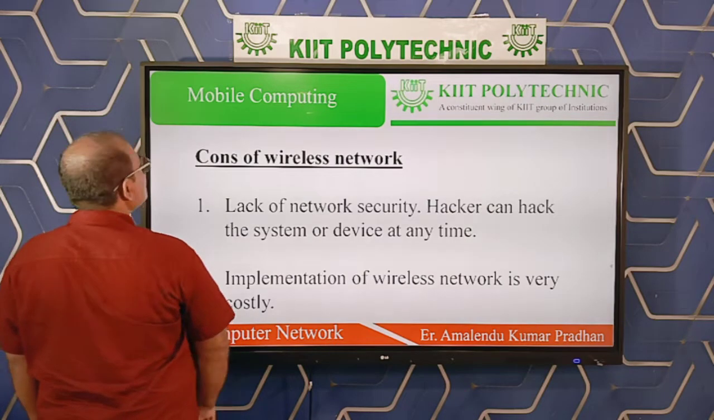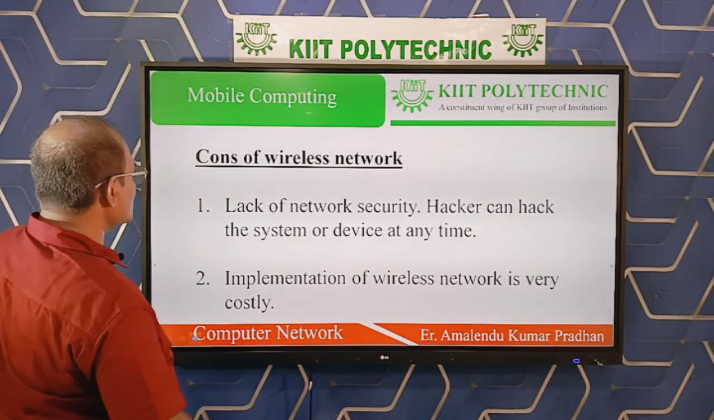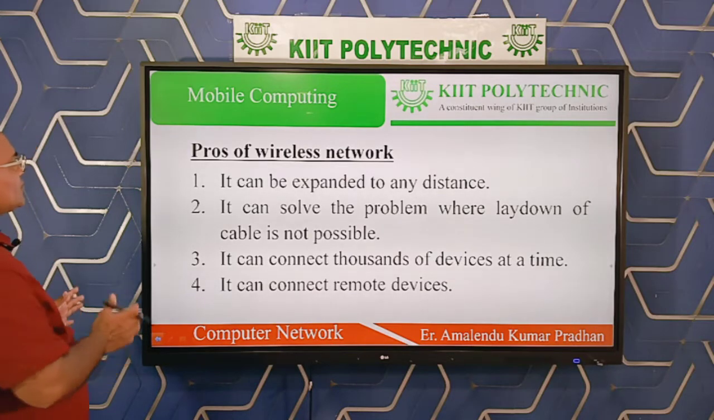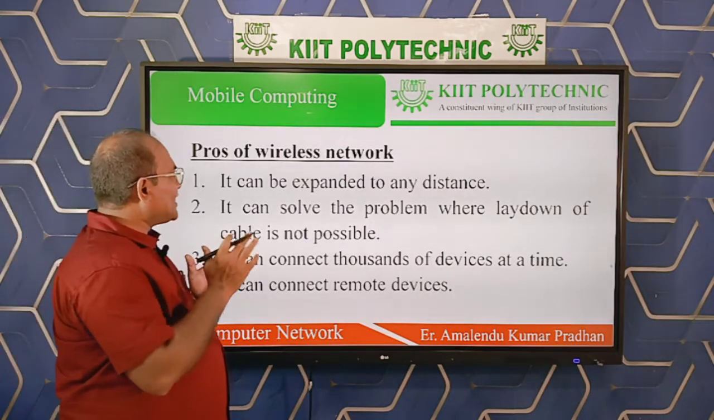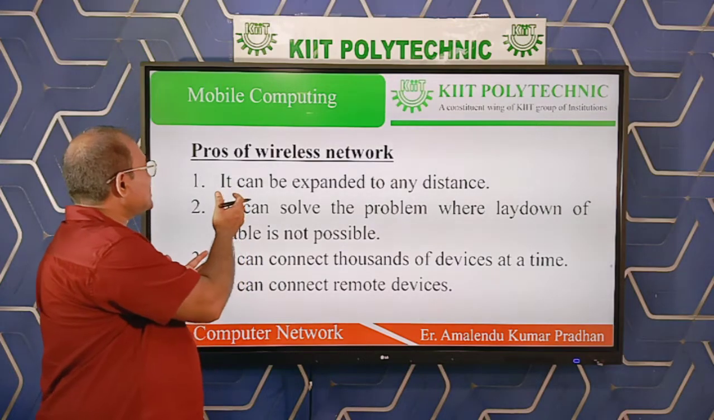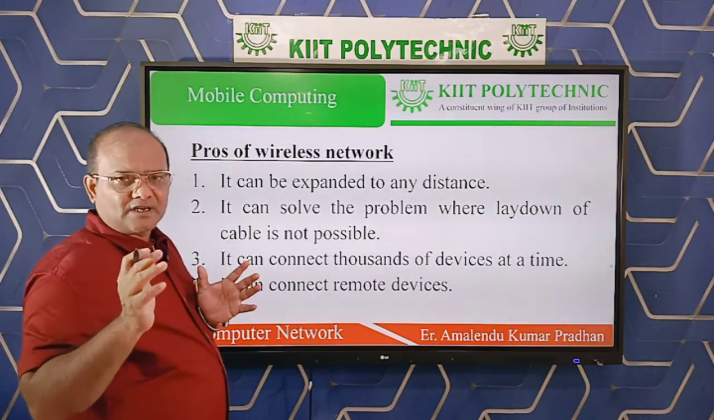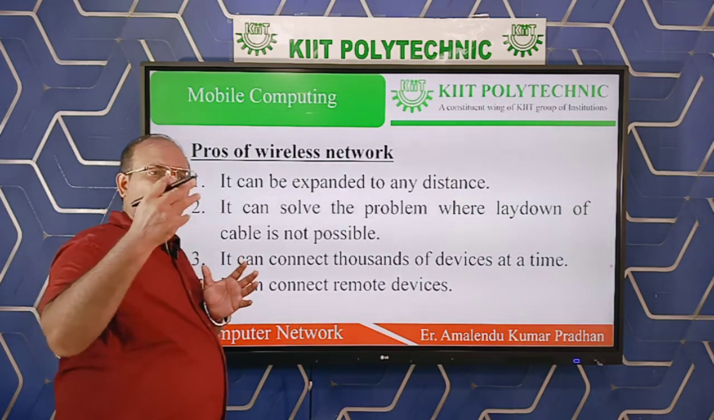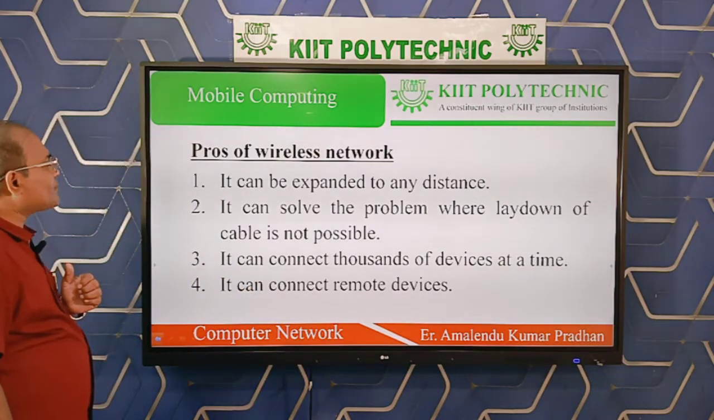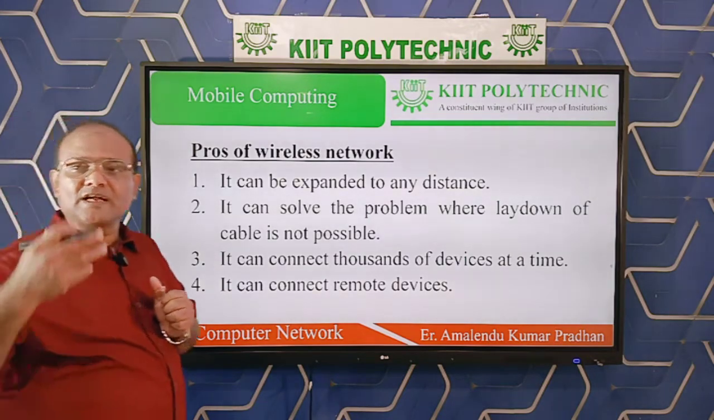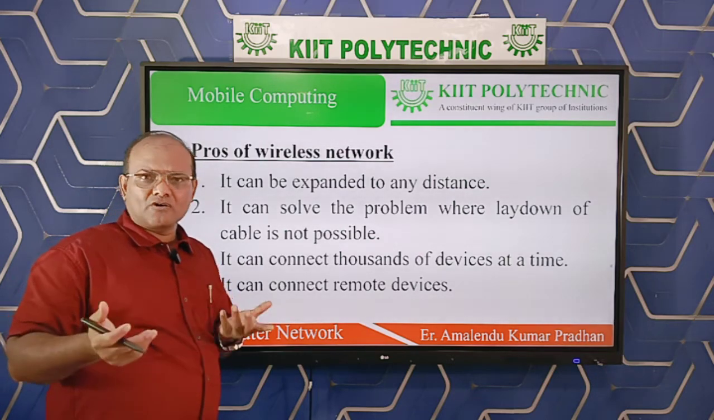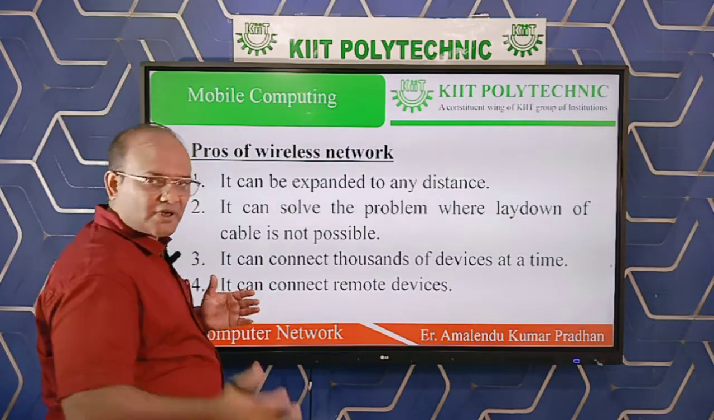So let us come to the next slide. Pros and cons of wireless. These are the various pros and cons of a wireless network. So what are the pros? It can be expanded to any distance. It can solve the problem where laying of cable is not possible. Expanded to any distance means you can expand unlimited. Outside the campus, however big the campus is, you can just add some access points, then you can expand your network. And where we cannot lay cable, you can put a wireless access point there, and from there you will get the internet or network connection, or you can access your own company server.